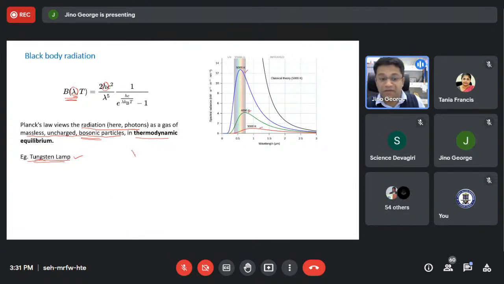So its lambda maximum goes as b by T, and b is something called the Wien displacement constant. I'm not getting into those complications. So you see that my radiance goes as the fifth power of lambda. Okay, this is one relation I can tell you. This is how it comes out. And lambda maximum changes with the inverse of temperature.